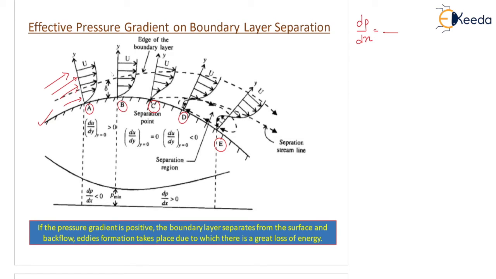On the curved surface, the flow is taking place. At points A, B, C, D, E, we have drawn the velocity profile. You can see a parabolic velocity profile, correct? And this is the boundary layer thickness del, mentioned here. And then the edge of the boundary layer, that is the last point of the boundary layer.